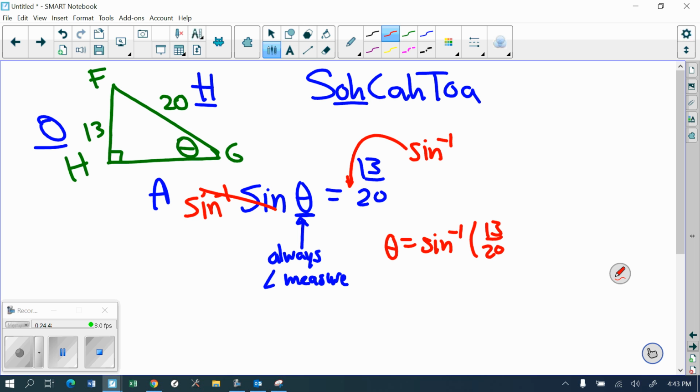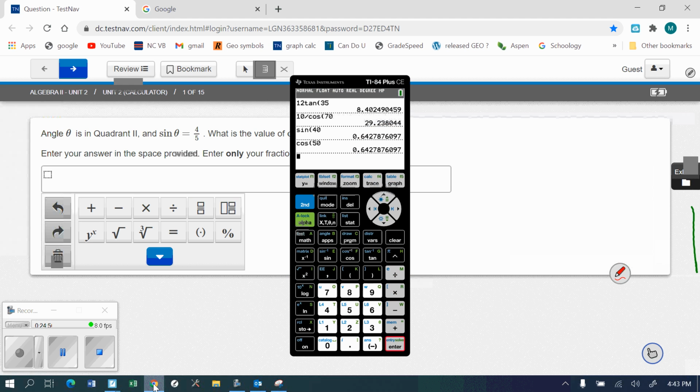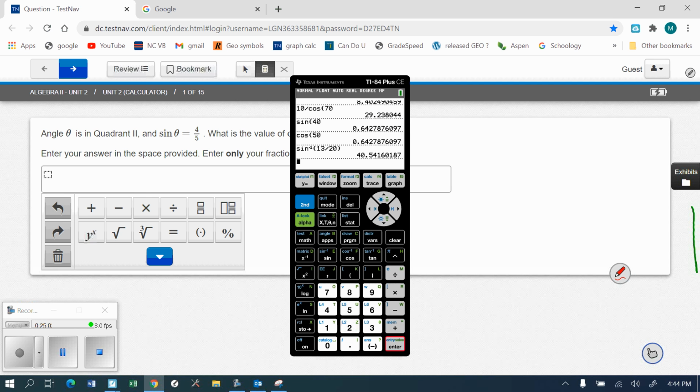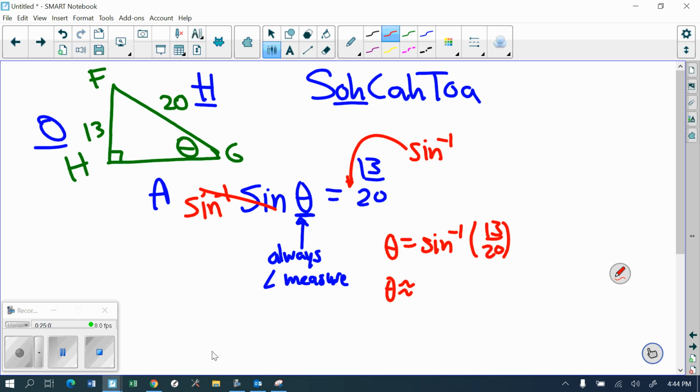So now I can go ahead and type that in the calculator. That's the exact answer. I'm going to do an approximate answer. We'll go to the nearest degree. They often ask for the nearest degree. Inverse sine of 13 divided by 20, and I get 40.5 degrees, so that's going to round up to 41 degrees. So 41 degrees would be my answer for theta, going to the nearest degree.